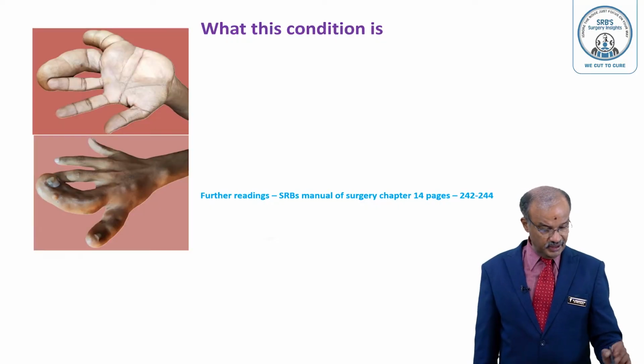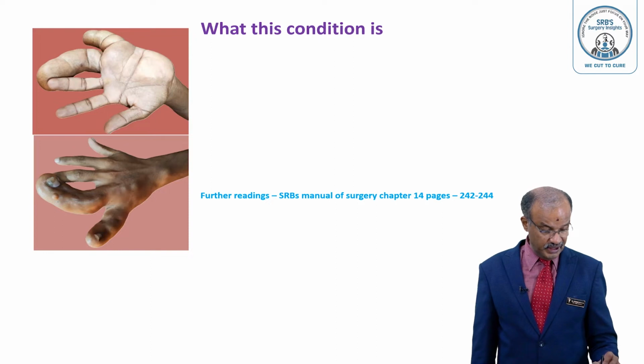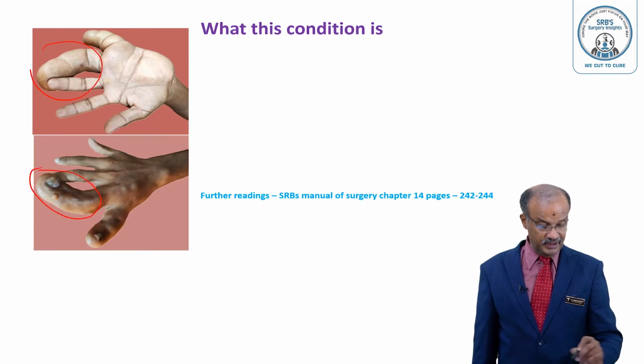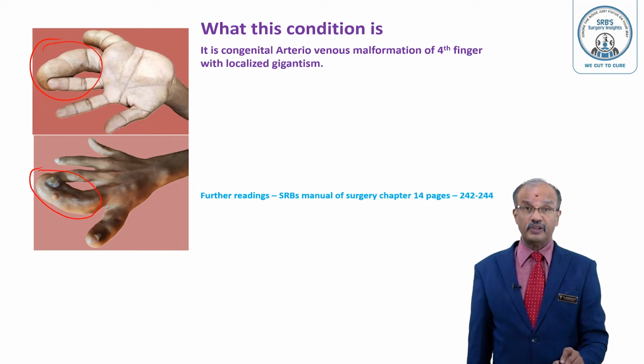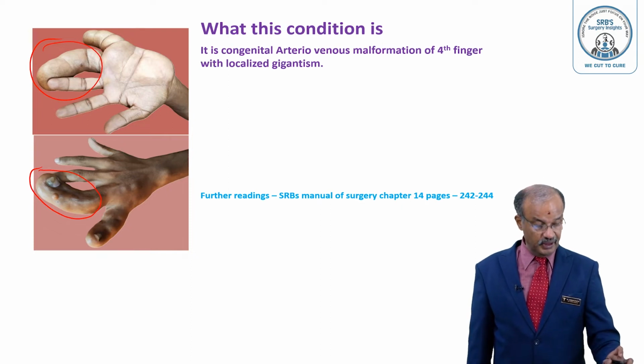Dear students, today we'll discuss a congenital entity often called local gigantism. Let's see what this condition is. Look at that fourth finger, so big it is. Length and width, that is called gigantism. Local gigantism it is called. Otherwise it is congenital arteriovenous malformation of the fourth finger with localized gigantism.